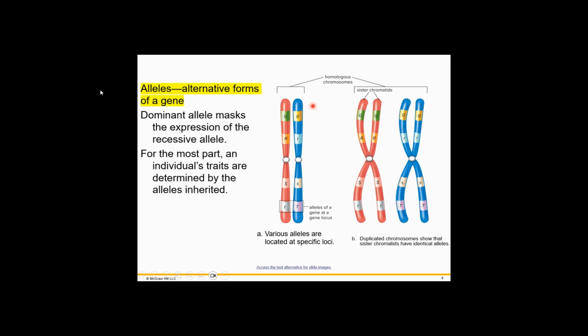So for the most part, an individual's traits are going to be determined by the alleles that are inherited. So all of these alleles, right here, right here, right here, these alternate forms of genes, they occur on a chromosome at a particular location called the gene locus. And so if it's plural, it's going to be loci.